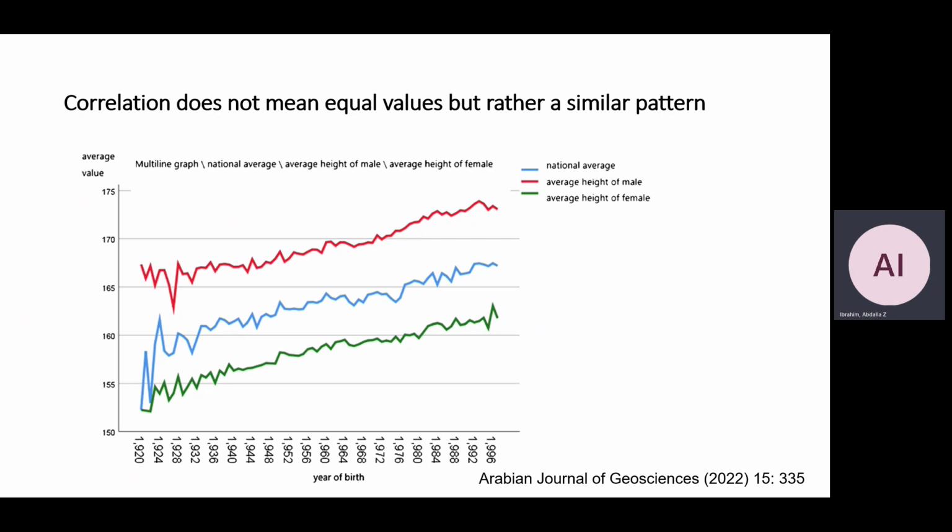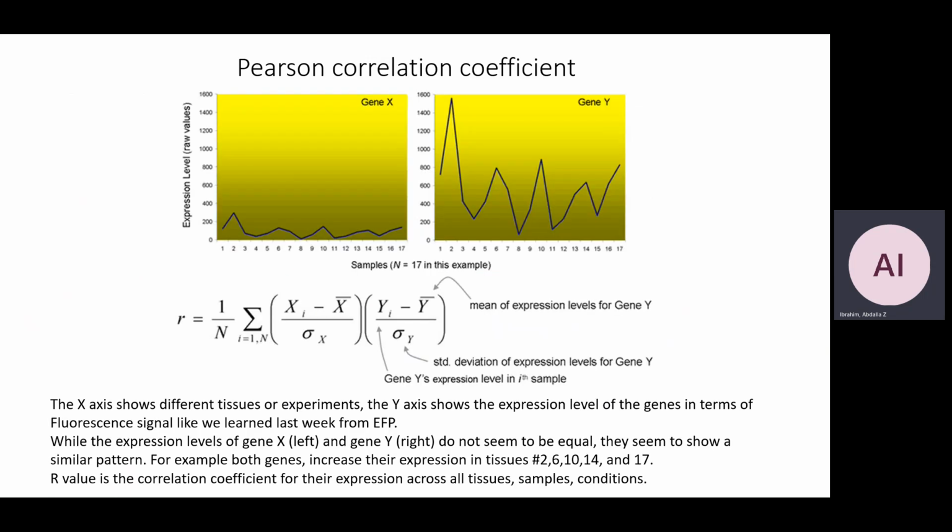Similarly, let's talk about genes. This is gene X and this is gene Y. On the x-axis is the expression in different tissues, maybe leaf, roots. On the y-axis is the actual expression value, the fluorescence that you see when a gene is expressed. For gene Y, the same: the different tissues over here could be different days, and on the y-axis is the expression value, how much of the gene is expressed. Do these two genes, X and Y, have a similar pattern?